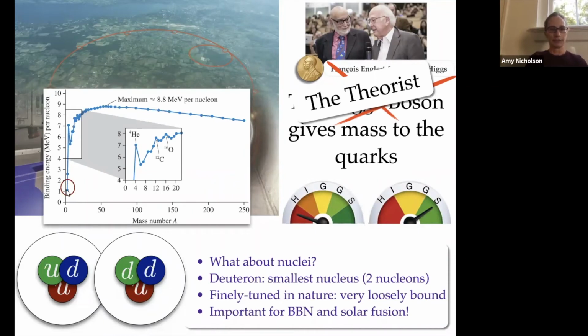The deuteron is down here. It is very finely tuned, very loosely bound, with a very, very small binding energy compared to all the others. And so this fine tuning, you might think, is very sensitive to things like the masses of the quarks. That's something we can explore with the theory. The fact that the deuteron is finely tuned is important for things like Big Bang nucleosynthesis and also for solar fusion.